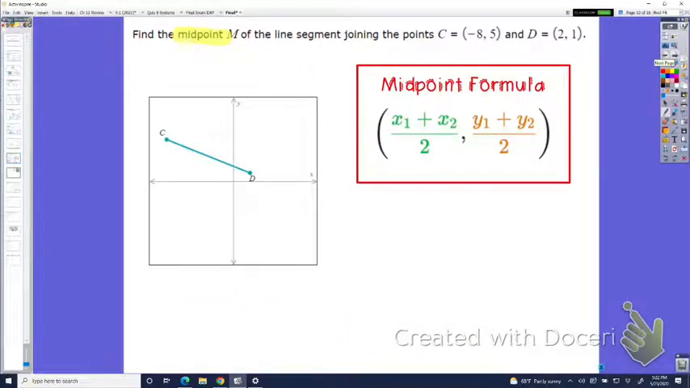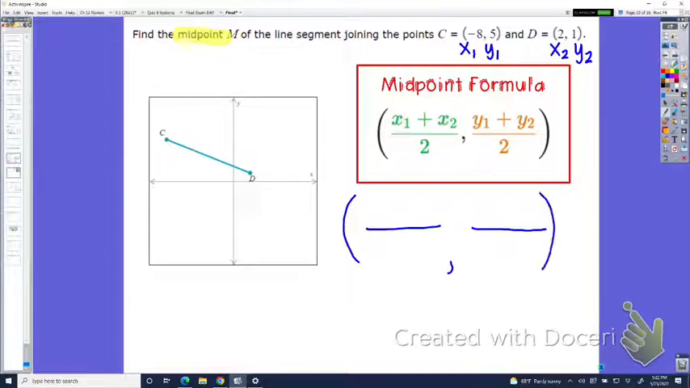Next up is the midpoint formula. So if they give you two ordered pairs, you're going to label this as x1, y1, and x2, y2. And the midpoint formula states that you add your x's up and you divide by 2, and then you add your y's up and you divide by 2. So my x's were negative 8 plus 2. We're going to add those up, divide by 2. Our y's are 5 plus 1. We're going to add those and divide by 2.